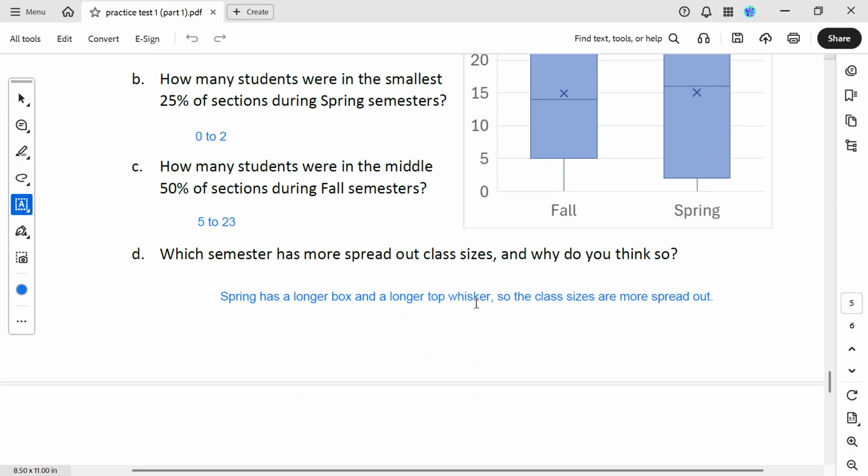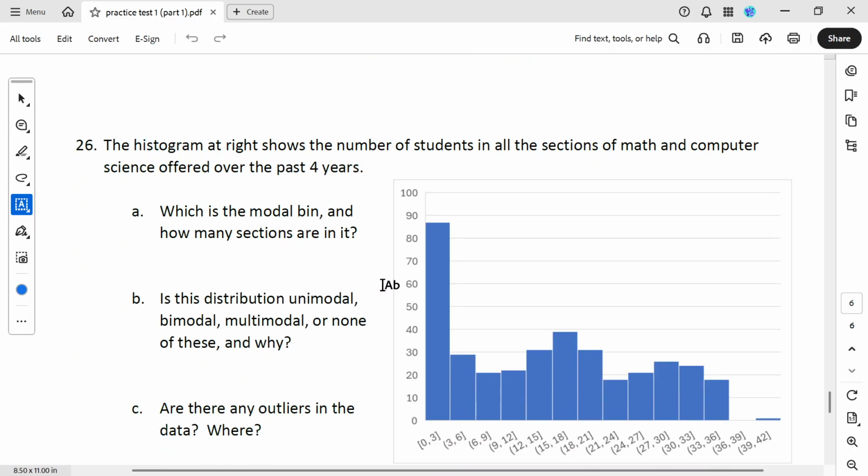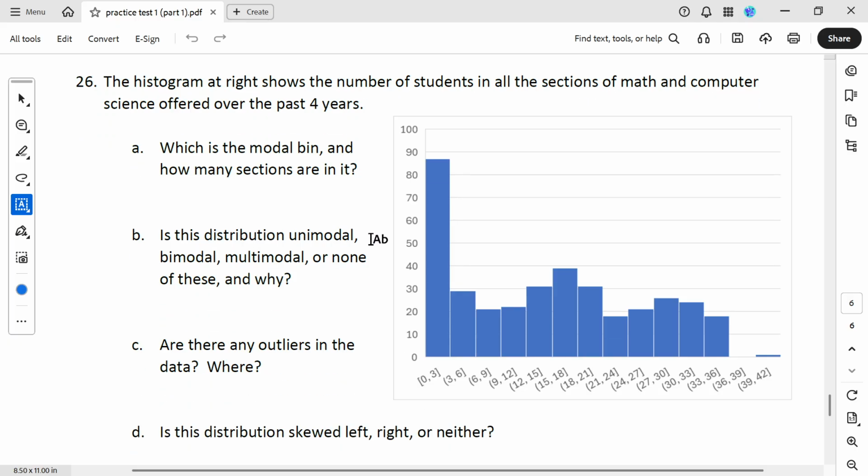Okay. Number 26, the histogram at right shows the number of students in all the sections of math and computer science offered over the past 4 years. Which is the modal bin and how many sections are in it? So the modal bin is the tallest column here. So that is the interval from 0 to 3, including both 0 and 3. So we can just type in the interval like this. And then how many sections are in this bin?